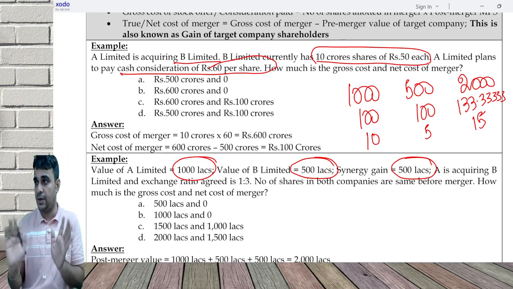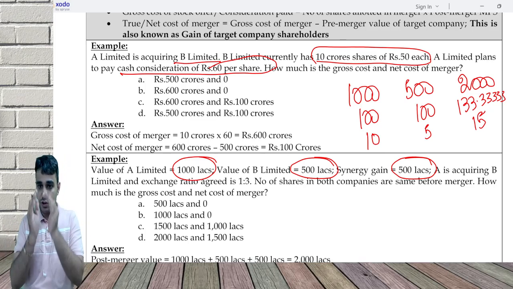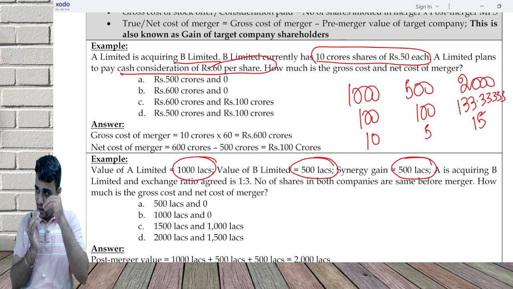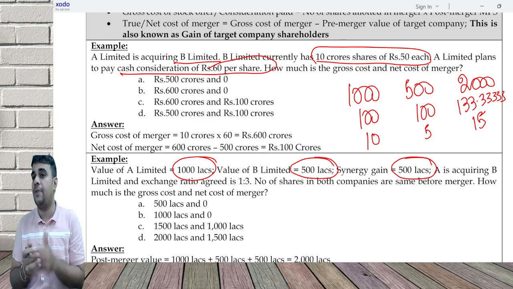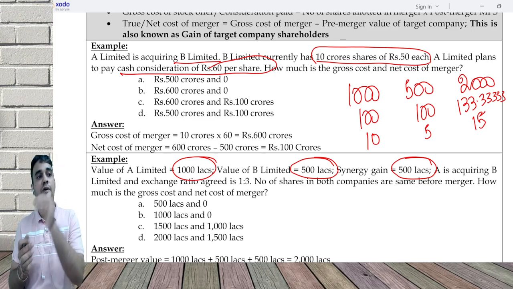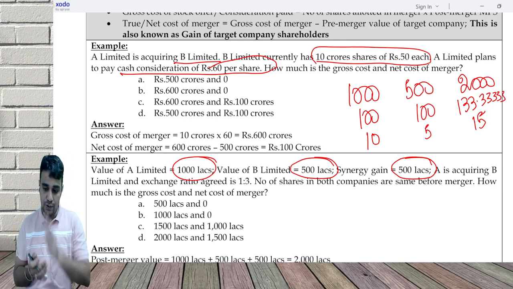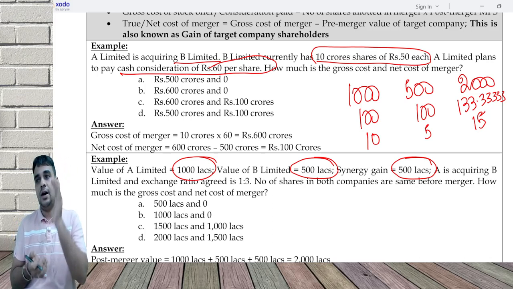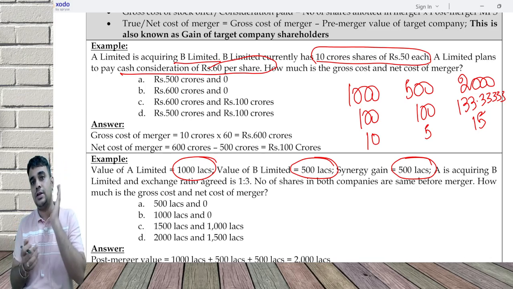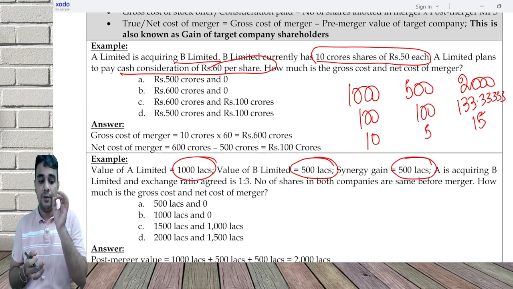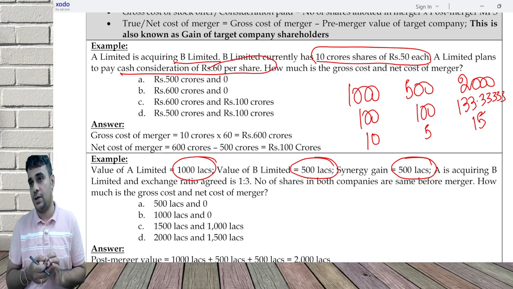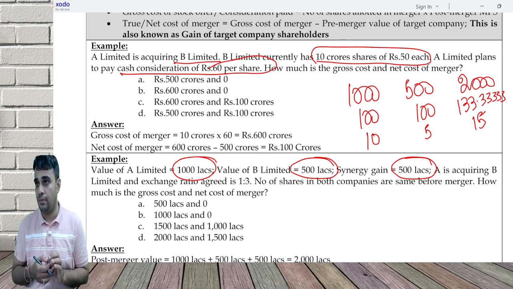It's not that 10 plus 5 is becoming 15. That's more of a coincidence. So 1000 was the value of the first company, 500 is the value of the second company. Put together is 2000. 100 shares are there in the first company, 100 in the second company. Put together is 133.33. Now they've asked for gross cost of merger and net cost of merger.